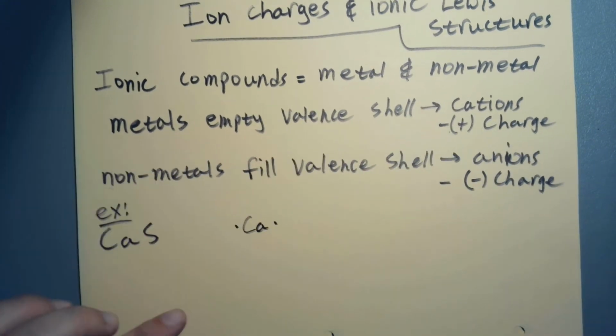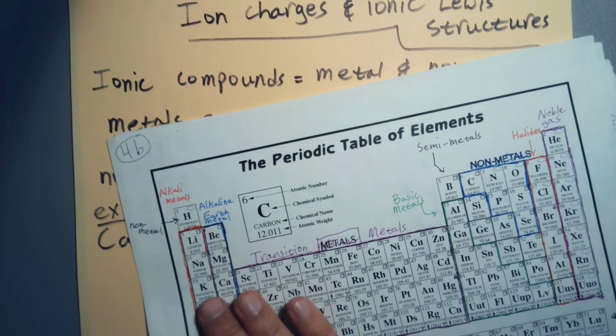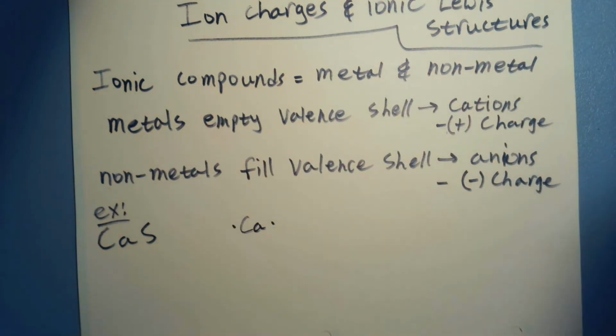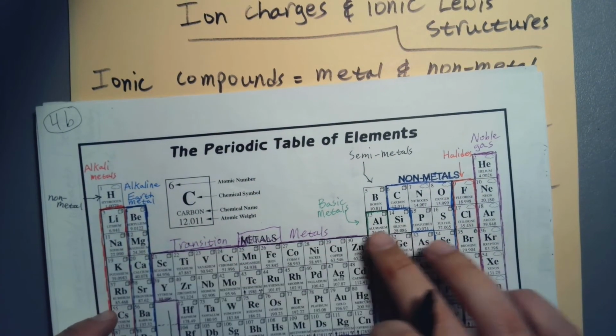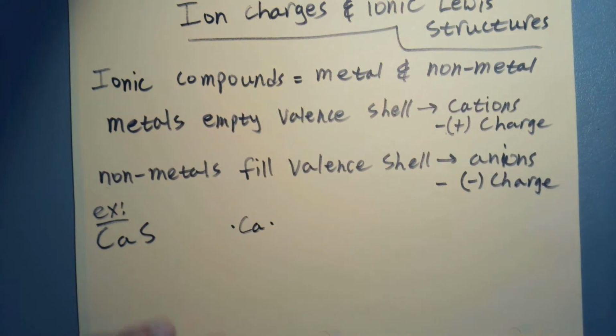Calcium has 2 valence electrons. How do I know that? Periodic table, right? 1, 2. Sulfur has, let's count sulfur out, 1, 2, 3, 4, 5, 6 electrons. So I'm going to draw that.